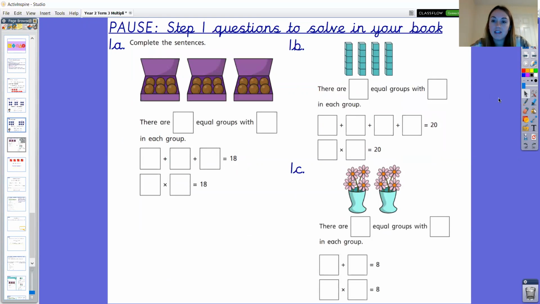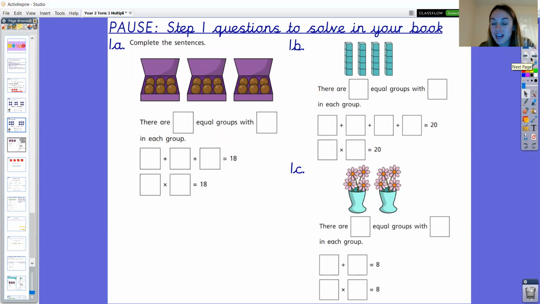So on your screens now, Year 2, you will see step 1 questions. There's 1A, 1B and 1C. For each question, you will be doing the same style of questions that we've just been practicing together. So first of all, writing a sentence to describe the equal groups and the amount inside each equal group, before progressing on to writing repeated addition, adding together the amount that is inside each equal group, before writing the multiplication sentence. Like I say, you might want to trace your finger around the equal groups on your screen. So please pause the video here and have a go at the step 1 questions in your book.